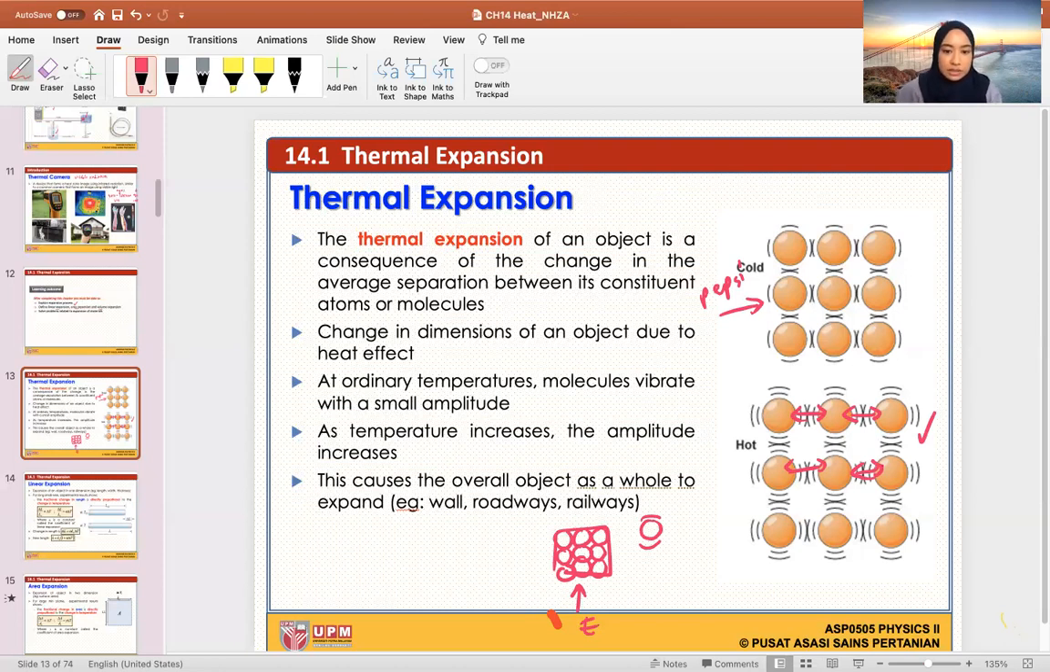As temperature increases, the amplitude increases. The amplitude of vibration lah. Lagi tinggi temperature, lagi seronok dia menari macam tu. So lagi besar lah dia jadi. So this causes the overall object as a whole to expand. So the higher temperature, the more expansion you will see.